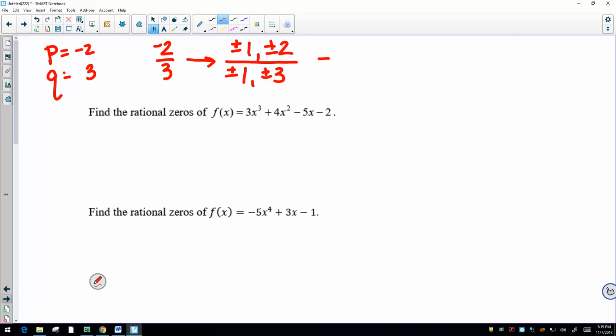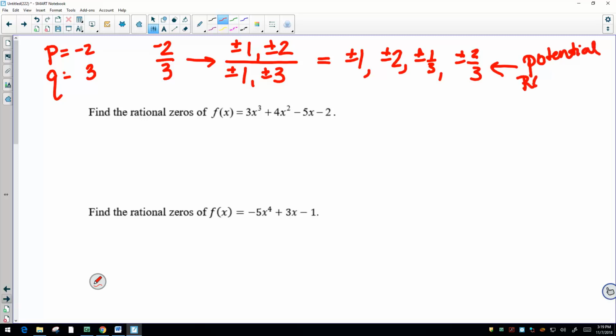So if I were to combine all of these, 1 divided by 1, plus and minus 1. I could do 2 divided by 1, plus and minus 2. I could do 1 divided by 3, so we get plus and minus 1/3. And I could do 2 divided by 3, so we get plus and minus 2/3. So these are all potential rational zeros.